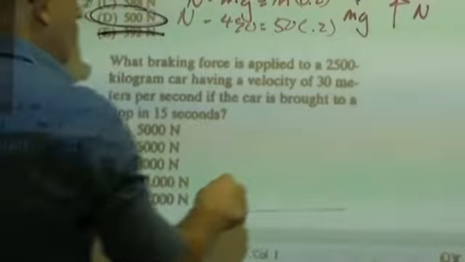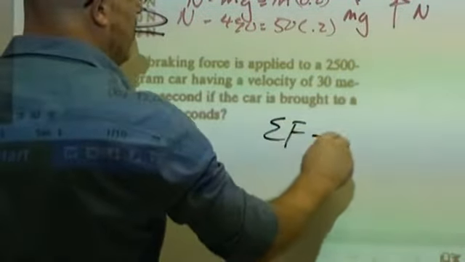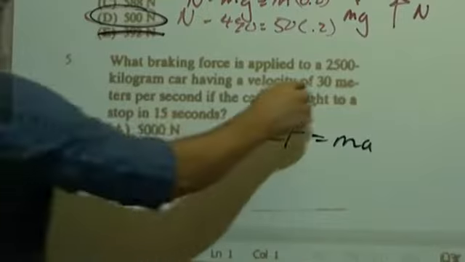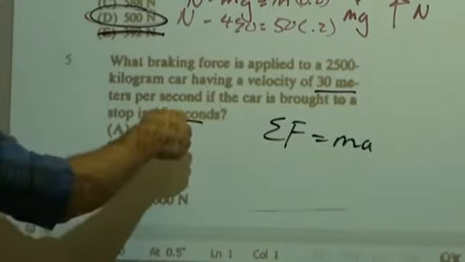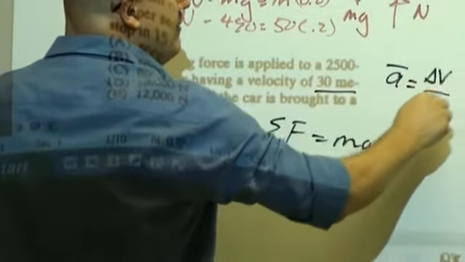We're looking for a force. So F equals ma. The problem is you don't have acceleration, or do we? Yeah, we do. We have the velocity per second, and the time it takes to stop. So acceleration, at least average acceleration, is the change in velocity over the change in time. So we get 30 divided by 15.